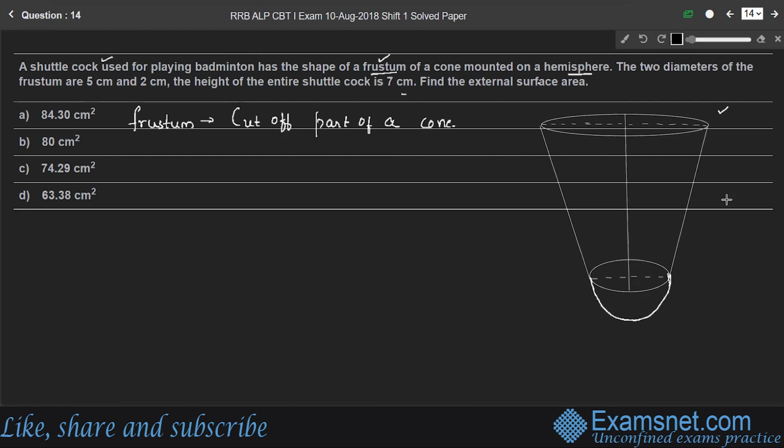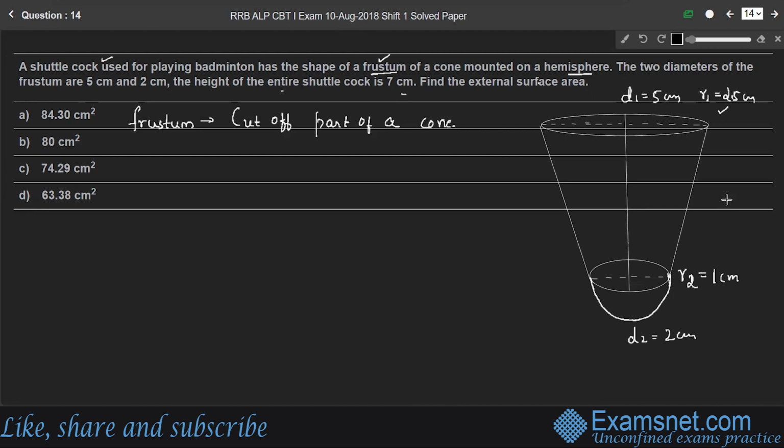The two diameters of the frustum are 5 cm and 2 cm. So let the diameters be D1 and D2, right? D1 is 5 cm and D2 is 2 cm. Therefore the radius of the lower end of the frustum, R2, is half of the diameter, which is 1 cm, and the radius of the upper end of the frustum, R1, is 2.5 cm, half of the diameter, right?